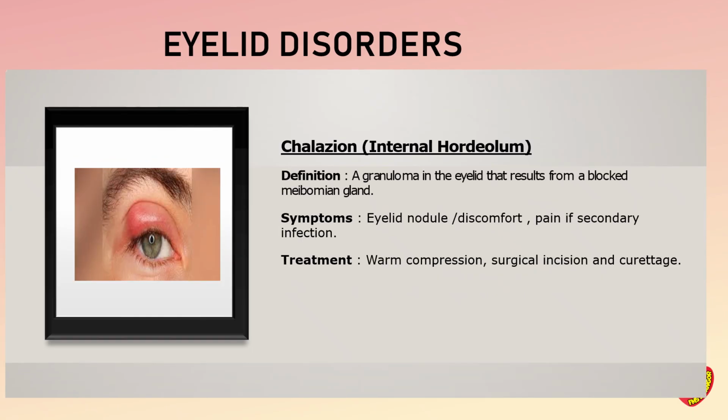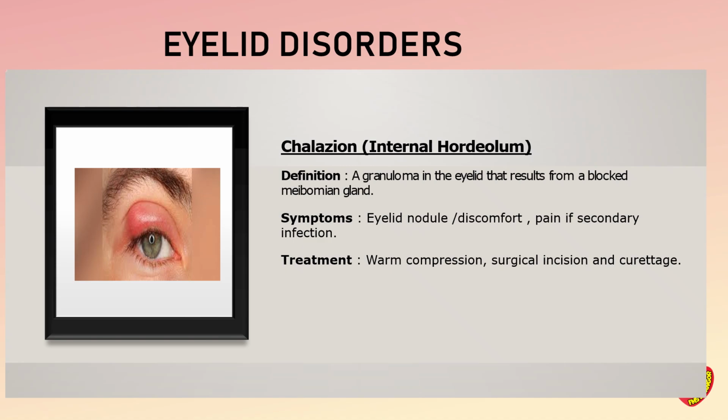Chalazion, also known as internal hordeolum, is a granuloma that forms in the eyelid due to a blocked meibomian gland. Chalazion typically presents with a nodule or lump on the eyelid that can cause discomfort. Pain may occur if a secondary infection develops, although not all chalazions are painful.